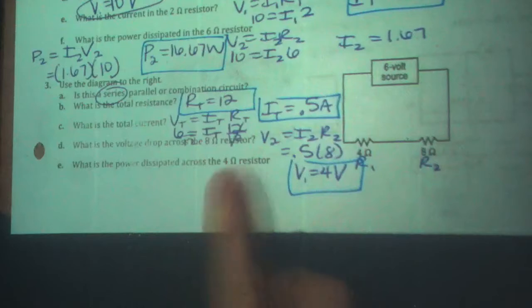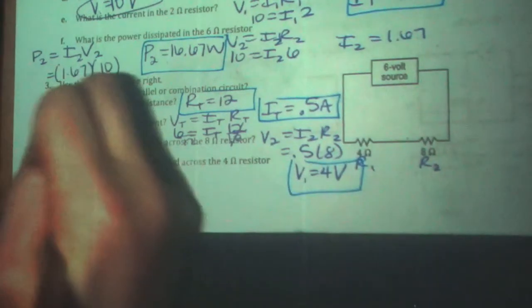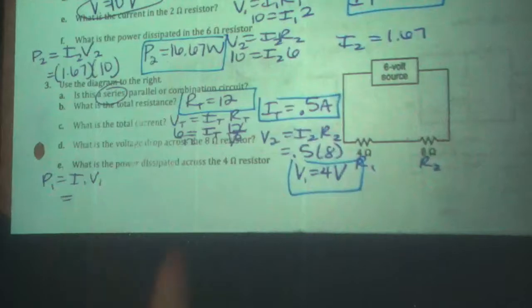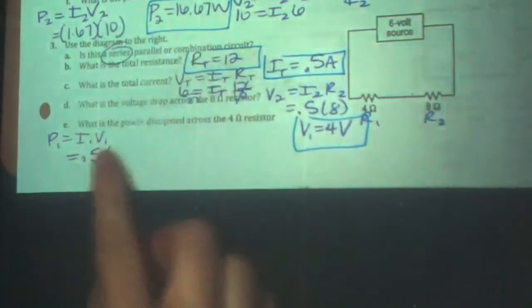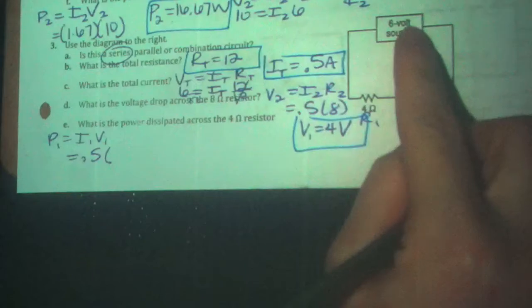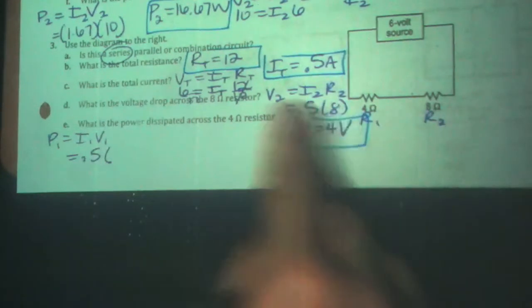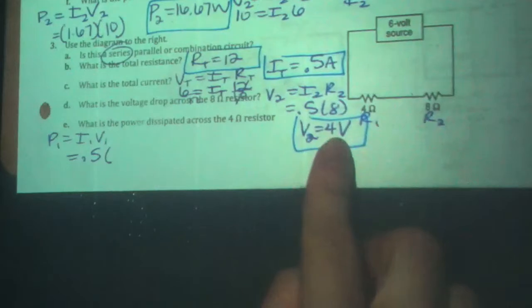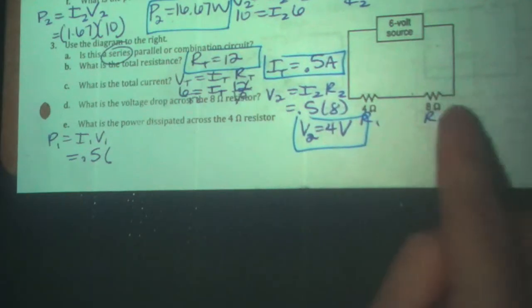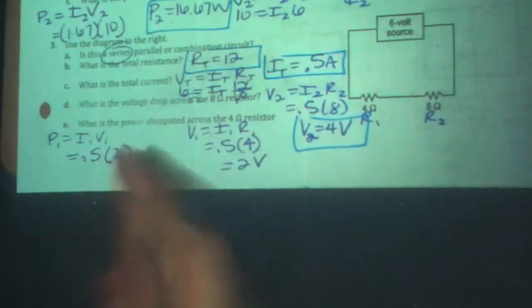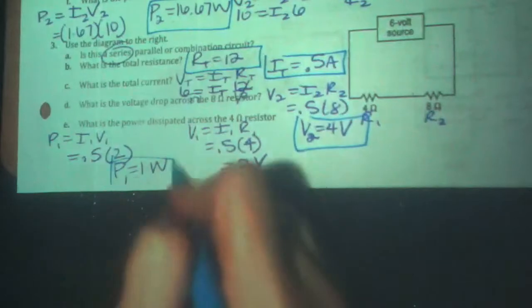Now part E is finding the power in the first one, so P1 equals I1 V1. Well, we already know I1, it's just the 0.5 amps, so I need to know what my V1 is. That is not 6 volts, that's the total voltage. And it's not the 4 volts, because that's the voltage associated with the 8 ohm resistor. So I'm going to have to find V1 equals I1 R1. I know the current, and I know that the resistance is just 4 for this one, so that gives me a voltage drop of 2 volts. Then you plug in 0.5 times the voltage drop, which gives me 1 watt for the power in that 4 ohm resistor.